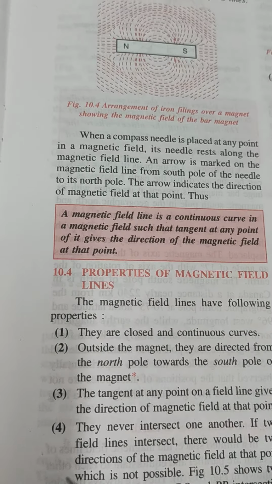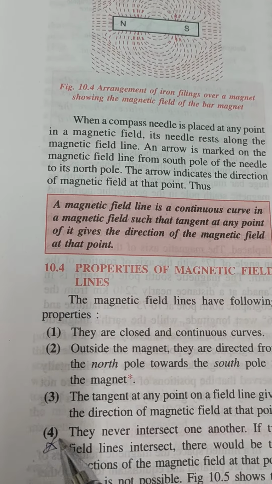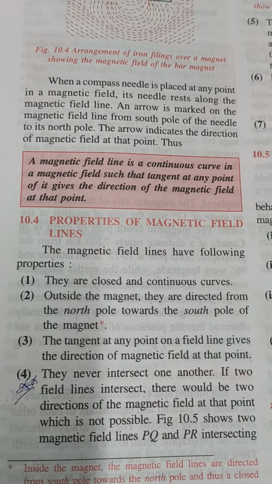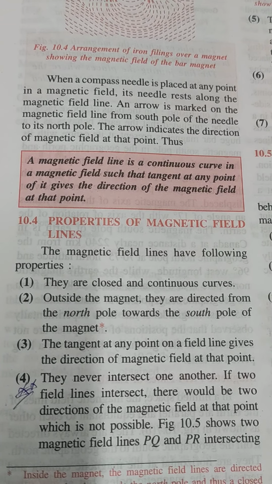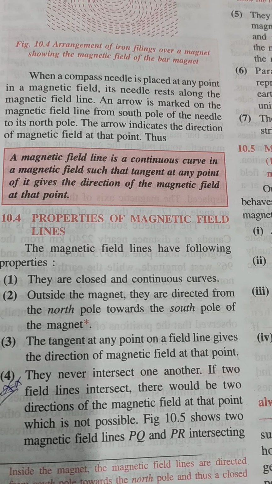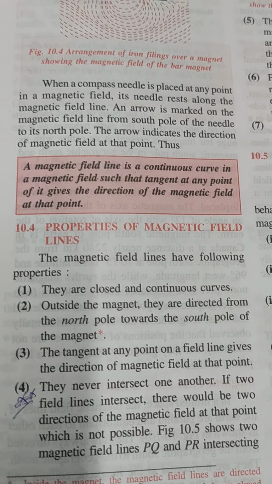This point number 4 is very important. Two magnetic field lines can never intersect each other. Why? Because if they intersect, that will mean that we have two different directions of magnetic field at a point. Now that is impossible.